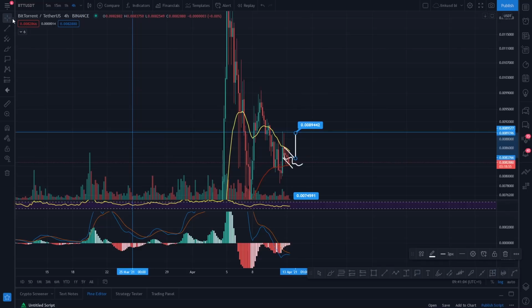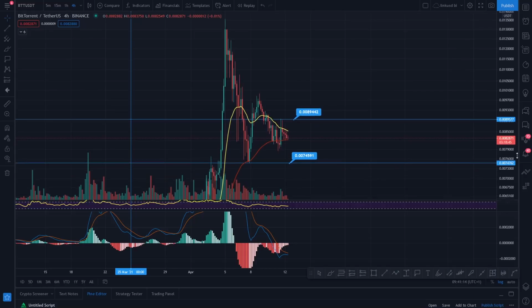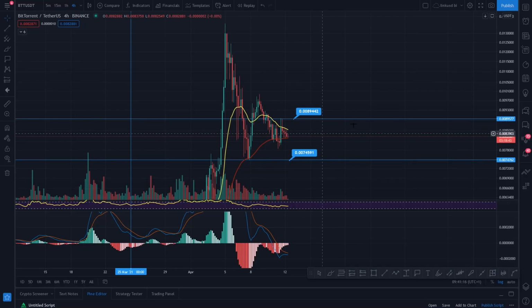Do keep an eye on that potential break, because that would be nice to see, get a level of support in there for BTT. Because at the moment, I'm not going to lie to you, it is looking a little bit like it's being forced down. So that would be a very positive outlook, that we could get this breakout here and pump up and get a level of support for BTT.